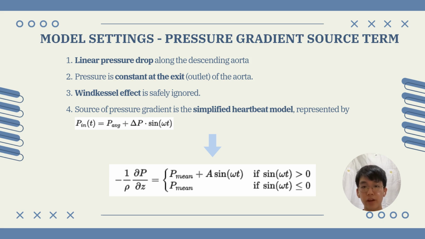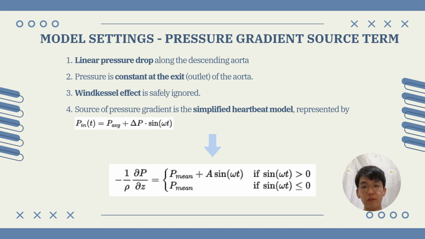Third is the Windkessel effect, which in our case is safely ignored. We assume there are no recoil effects when the blood is flowing and the heart is pumping. So in our case, the source of the pressure gradient is the simplified heartbeat model represented by the equation as shown in the figure in the slide.